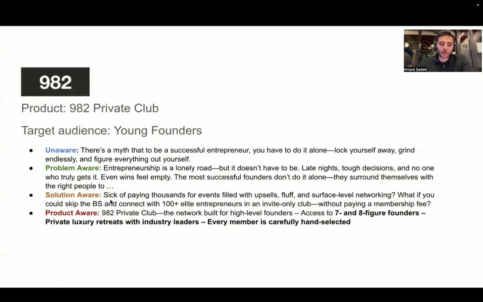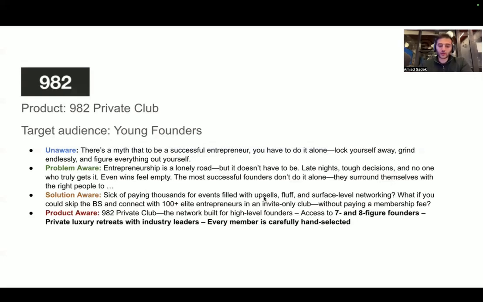And then we have the solution aware. Here, people already know they have a problem and they know that there's a solution in the market, like masterminds, inner circles, and all these kinds of things. So a messaging can be: sick of paying thousands for events filled with upsells, fluff, surface-level networking? What if you could skip the BS and connect with 100+ elite entrepreneurs in an invite-only club without paying a member fee? So this kind of messaging will resonate with people who are already looking for a solution to their problem. They already know there are solutions in the market, but still aren't sure which one to choose.